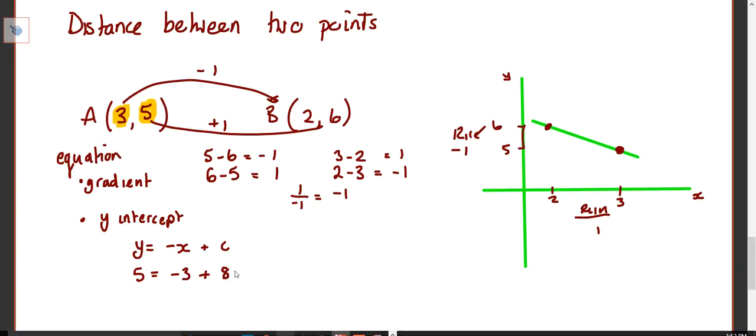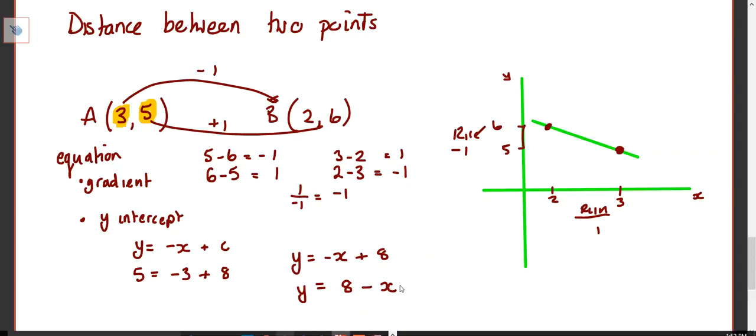8. Okay, so we've got y equals -x plus 8, written neatly in a nice elegant way that we like to do in maths. We would write 8 minus x. Okay.